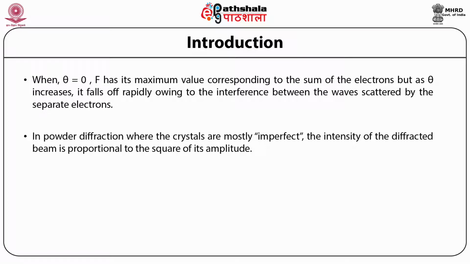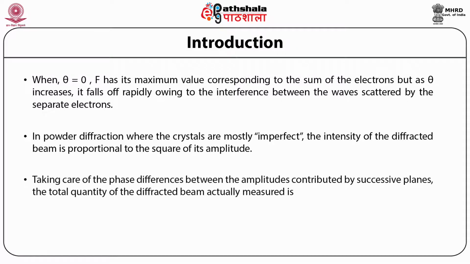In powder diffraction, where the crystals are mostly imperfect, the intensity of the diffracted beam is proportional to the square of its amplitude. Taking care of the phase differences between the amplitudes contributed by successive planes, the total quantity of the diffracted beam actually measured is capital Q, which is defined in terms of equation 29.2.